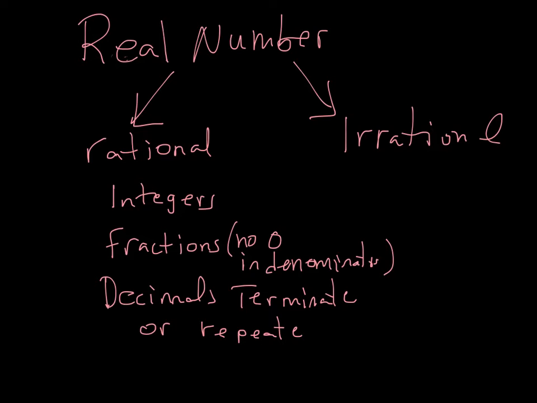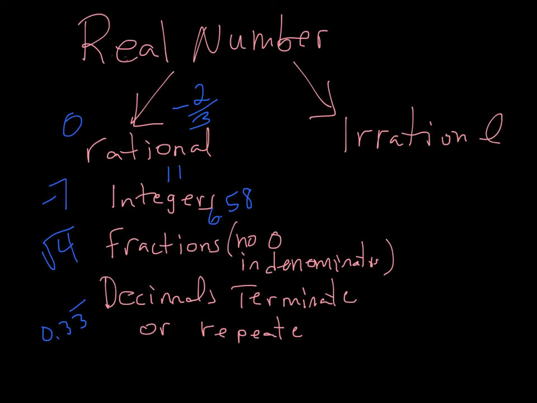So what do those numbers look like? Some examples might be -7, square root of 4, which is 2, of course 0, maybe the number 11, -2/3, 6.58, and how about something like this, 0.33 repeating.